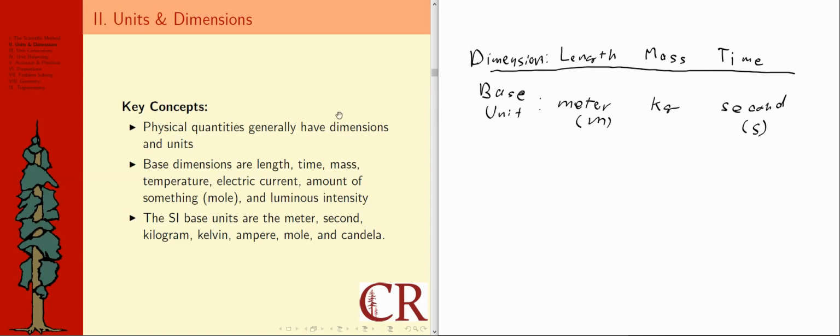On the key concepts page here, we can see though that in terms of distinguishing dimension versus unit again, dimensions are things like length, time, mass, temperature, electric current, the amount of something. We're thinking about like the number of microscopic things. So the unit actually for that is the mole, but I put that there because that may trigger a memory from a chemistry class perhaps, and luminous intensity. So each of those has different units that you can use for them.